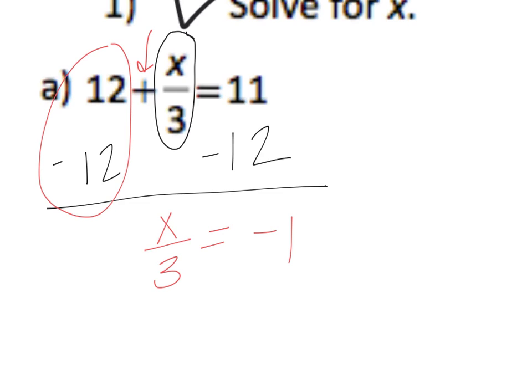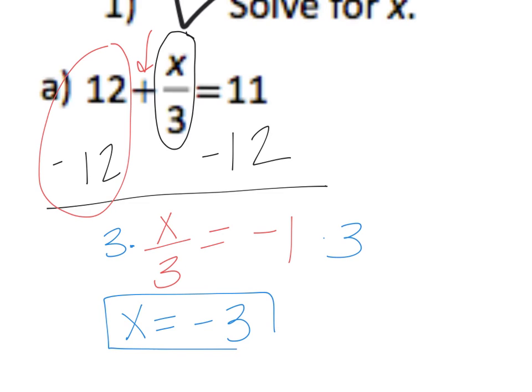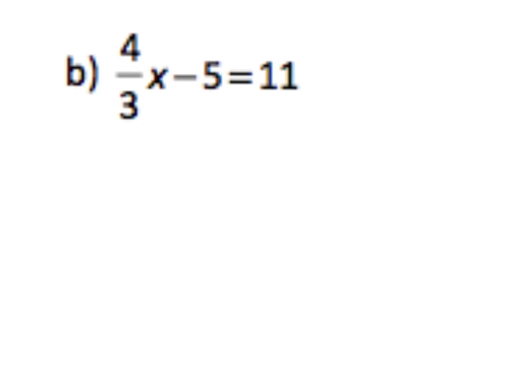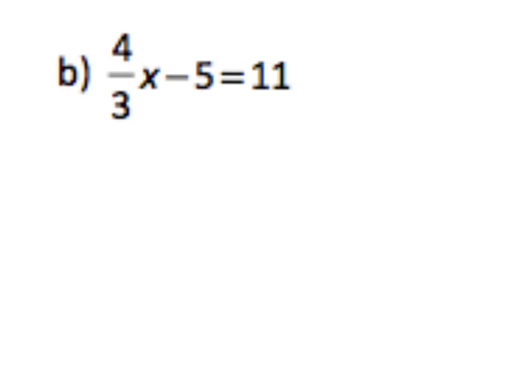Now since we have our x by itself, we're going to take care of this 3. X is being divided by 3, so we're going to multiply both sides by 3. And x equals negative 3 is our solution. Okay, let's take a look at another type here. Now our x here is first, so again, it's attached to that 4/3. So I'm going to take care of this minus 5 by adding 5 to the other side.